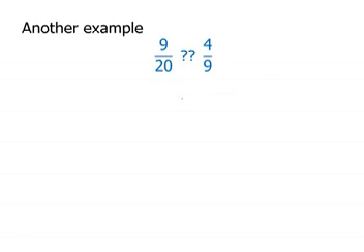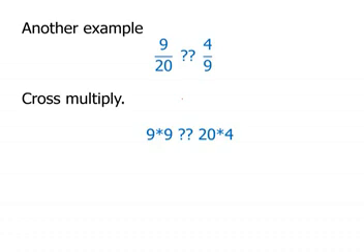Here's another example. Pause the video and see if you can figure this out yourself. Okay, again, we're going to cross multiply, which will not change the direction of the inequality. And, of course, 9 times 9 is 81. 20 times 4 is 80. 81 is greater than 80, so that means that 9/20 is greater than 4/9.